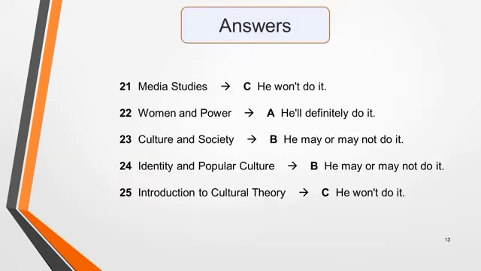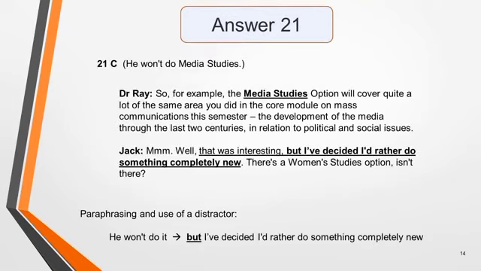Here are the correct answers. Pause the video while you check them against yours. Then we'll go through them one at a time. Answer 21 is C. He won't do media studies. Here's a section of dialogue this answer appears in.